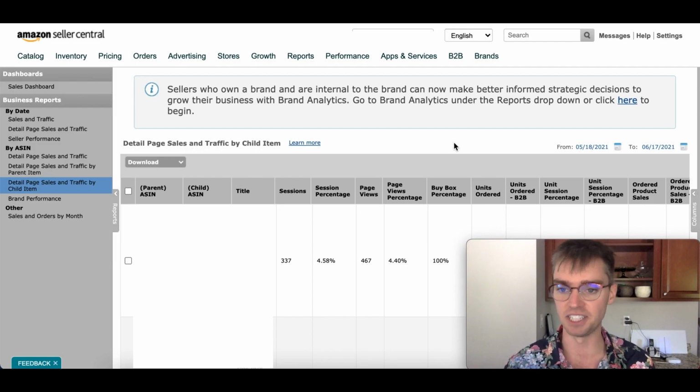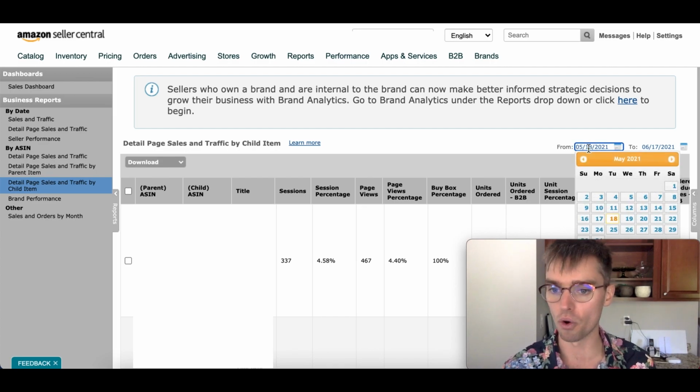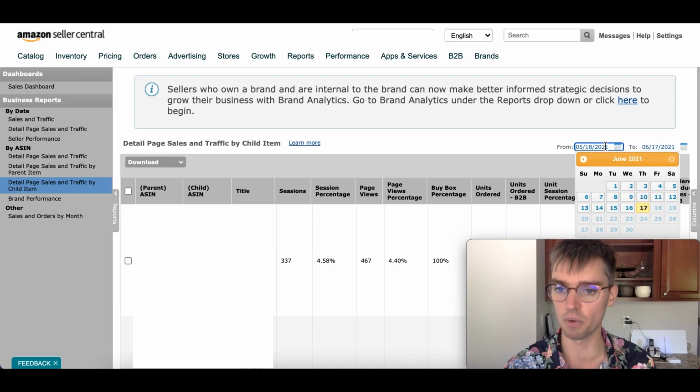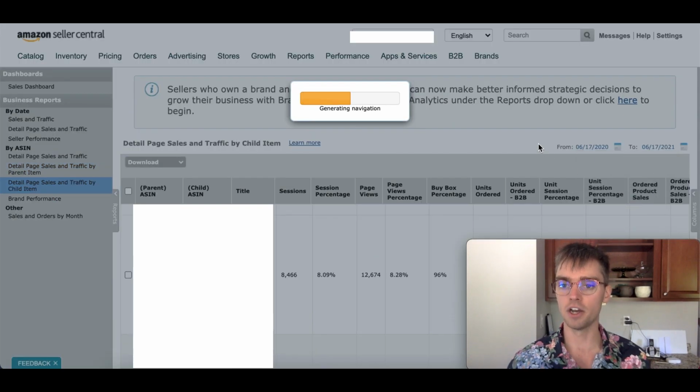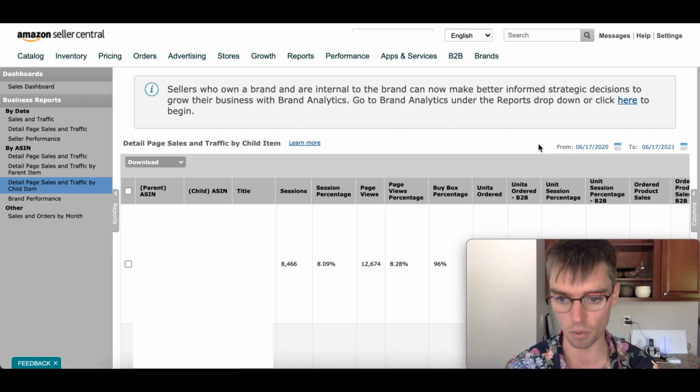So right now, it's the 17th. So let's go back 1 year to the 17th. What we do is in the top right, under dates, we're going to go to 6/17, but we want 2020. So I'm just going to change 2021. There we go. 6/17 of 2020 to 6/17 of 2021. Okay, I hit enter. There we go.